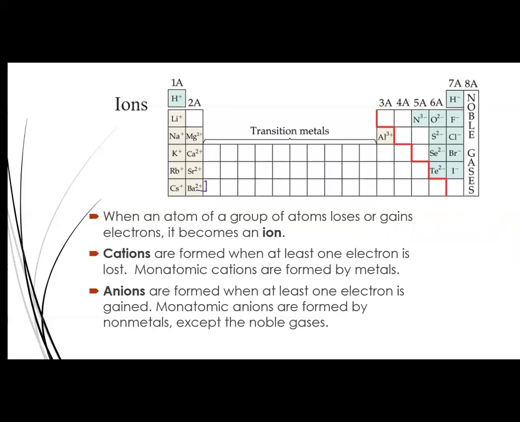Now, speaking of which, negative ions get their own name. Cations were positive, anions are negative ones. Anions happen because we've gained electrons. We've picked up more negative things. Primarily, cations are formed by metals, and anions are formed by nonmetals. That's not set in stone. You can break that rule, but that's a good concept to start with.